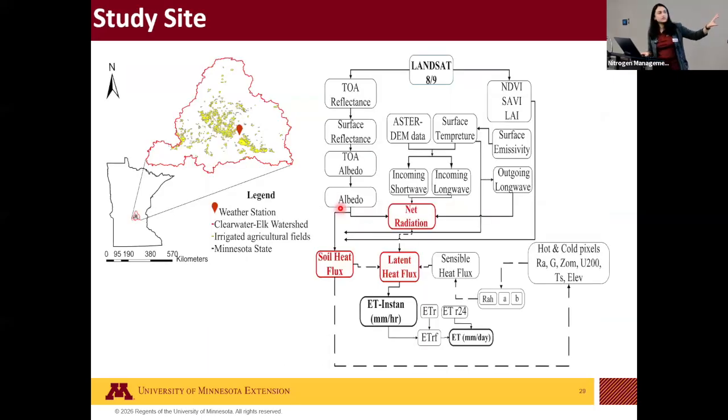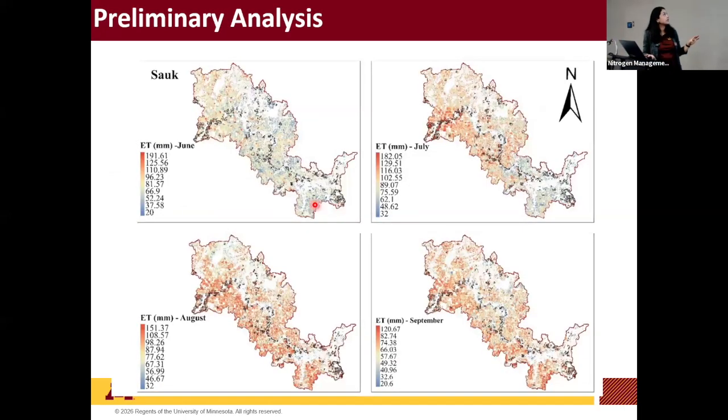So focusing on SEBAL, this is just an example. We wanted to test this and see what our accuracy is, and then validate our model first to go statewide. We selected two watersheds. One is Clear Lake, the other is Sauk. And this is the methodology. I'm not going into detail of that. So we collected all the Landsat images, cloud-free images, of course, did this methodology and calculated the evapotranspiration on a monthly scale. So this is preliminary analysis for Sauk watershed.